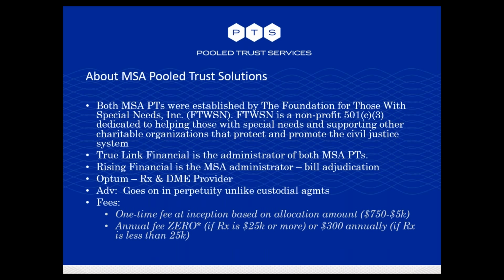The MSA Pooled Trust solution is a little bit different. It's a one-time fee that is based on the actual amount that is allocated, so it's typically between $750 and $5,000. And then there's no annual fee if the prescriptions inside the pooled trust are $25,000 or more.